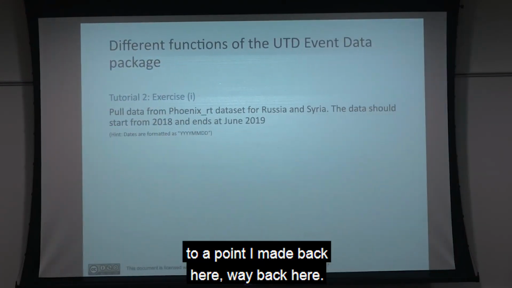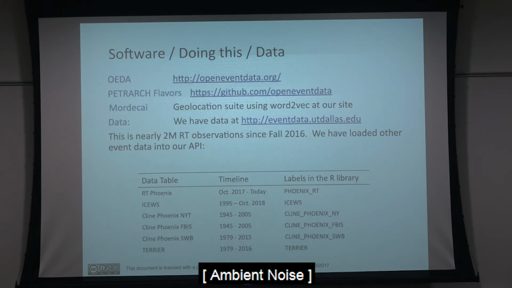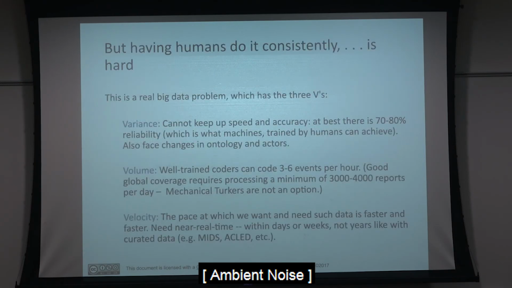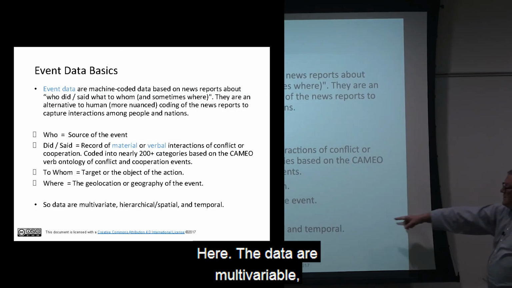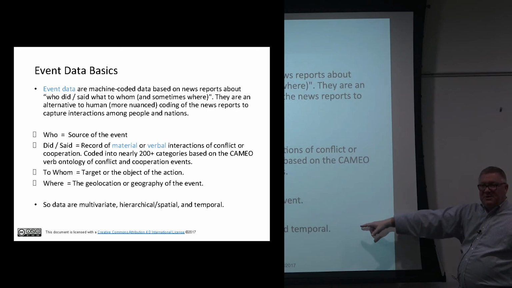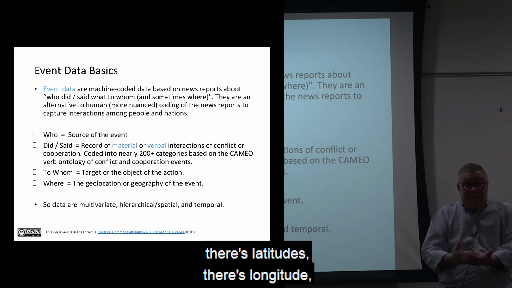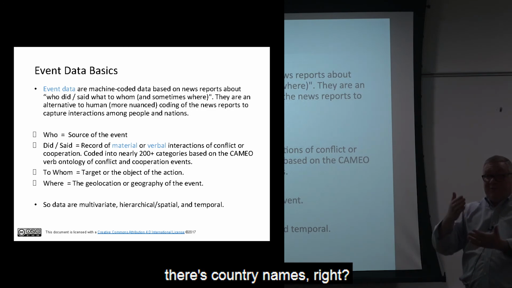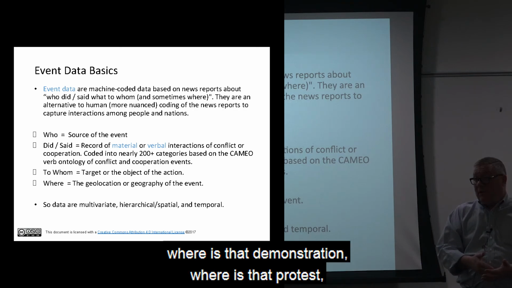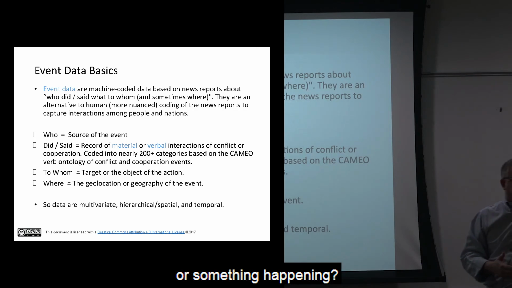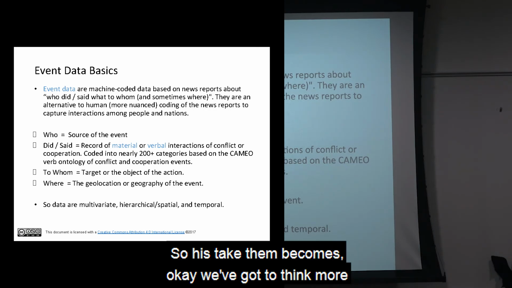Right? But it goes back to a point I made way back here. The data are multivariate, hierarchical, and spatial. And now you've seen that because you've seen the actual data. You see there are these spatial elements of the data. There's latitudes, there's longitudes, there's country names. There's administrative place names, which would be where is that demonstration or protest happening, or at least our best guess of it given what we have in the data.